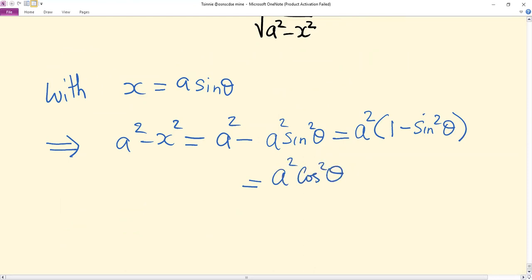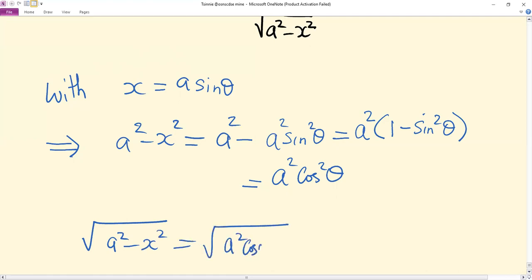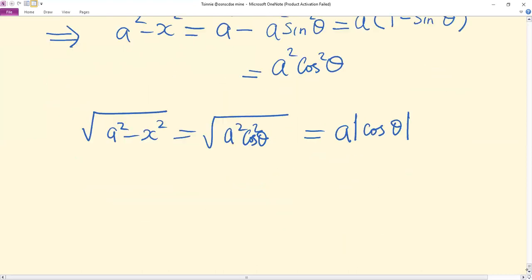So that's what we have. Then if you say the square root of a squared minus x squared, it will be the square root of a squared cosine squared theta, which will be a cos theta. Or, to see that the square root has a plus or minus sign, you write this one as a times the absolute value of cosine of theta.